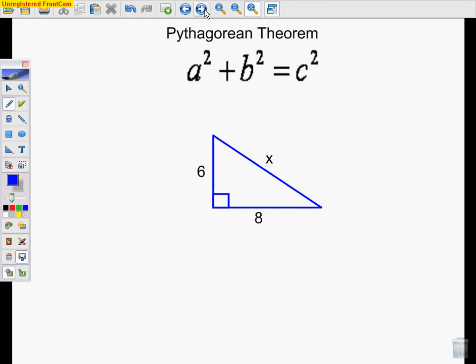Before we go into the next question, let's talk about this theorem. It's called the Pythagorean Theorem. Pythagorean Theorem says that a squared plus b squared equals c squared when a and b are the legs of a right triangle.